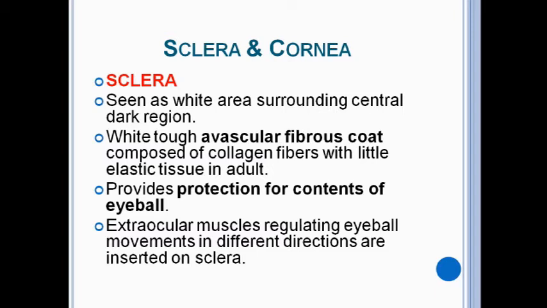Again, the eyeball, as I have already told you, is divided into three layers: the outer, middle, and inner layer. The outer layer is the fibrous coat, the middle layer is your vascular coat, and the inner layer is your nervous coat. The outer fibrous coat consists of your sclera and cornea. The anterior one-sixth of the fibrous coat is called the cornea. It is transparent in nature. And the posterior five-sixths is termed as your sclera. The junction between these two structures, cornea and sclera, has its own name.